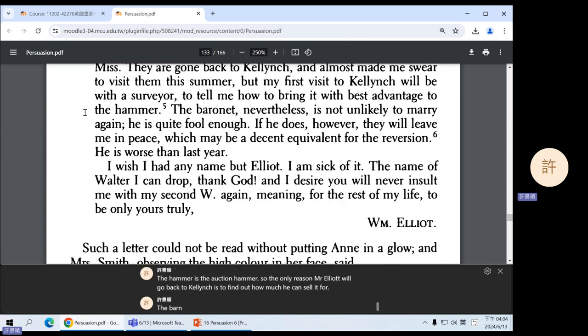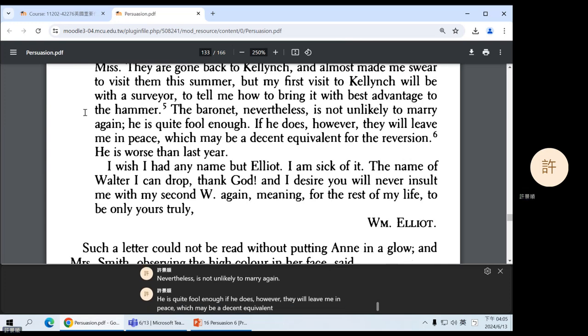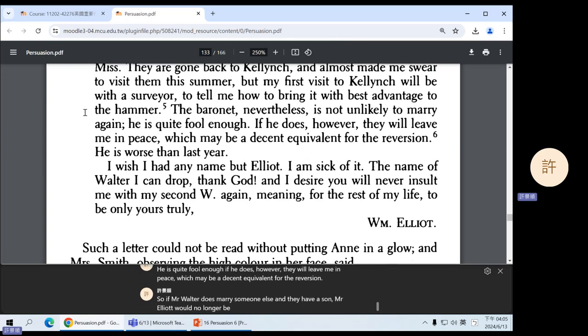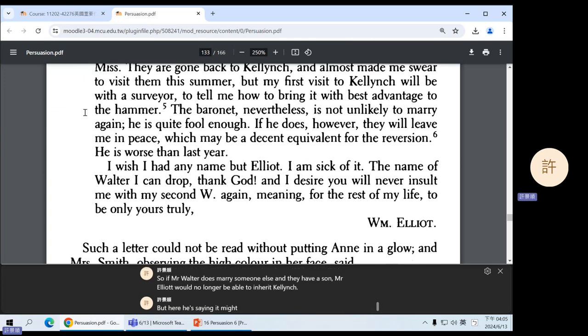The baronet, Sir Walter, nevertheless, is not unlikely to marry again. He is quite fool enough. If he does, however, they will leave me in peace, which may be a decent equivalent for the reversion. So if Sir Walter does marry someone else and they have a son, Mr. Elliot would no longer be able to inherit Kellynch. But here he's saying it might be worth giving up the value of the land if I could just get rid of them, the people. Just completely heartless way of talking about them.